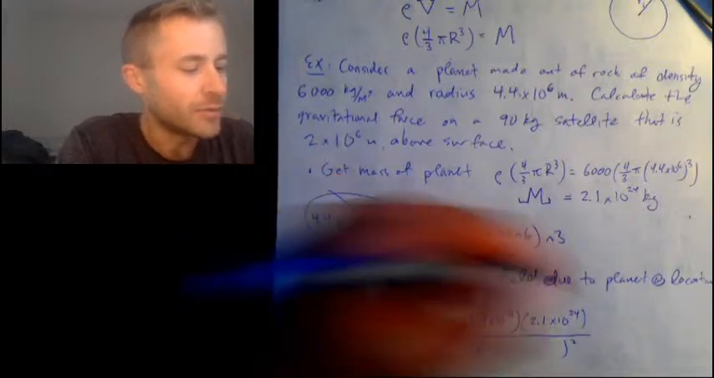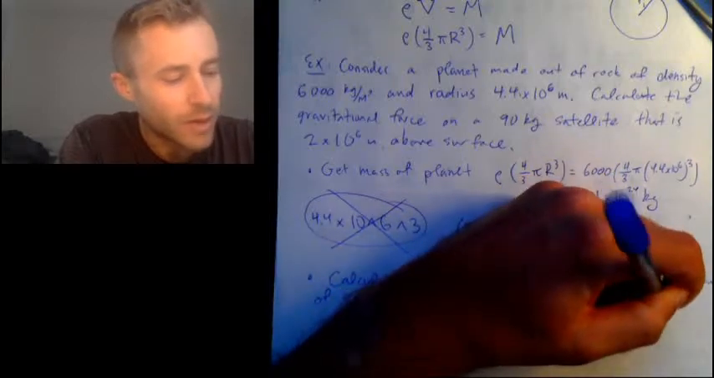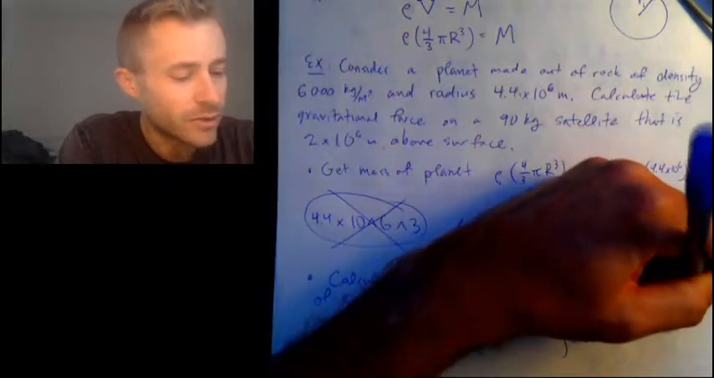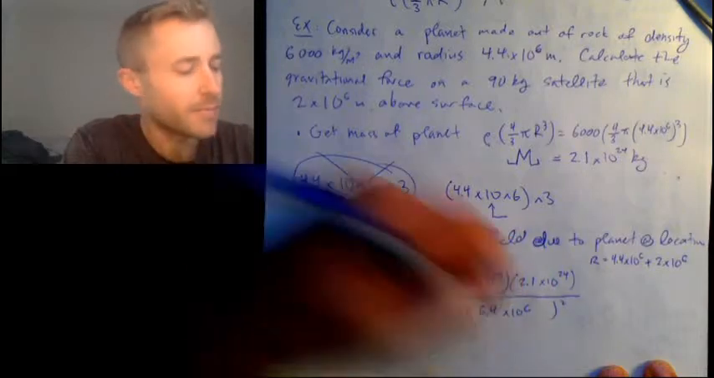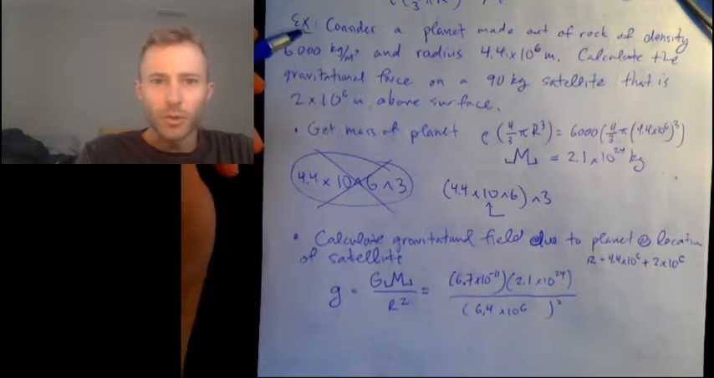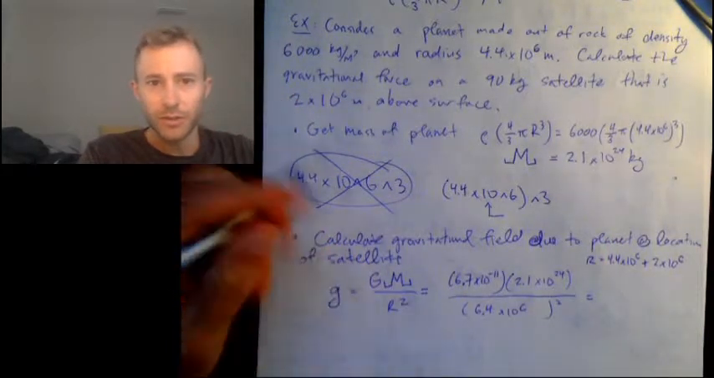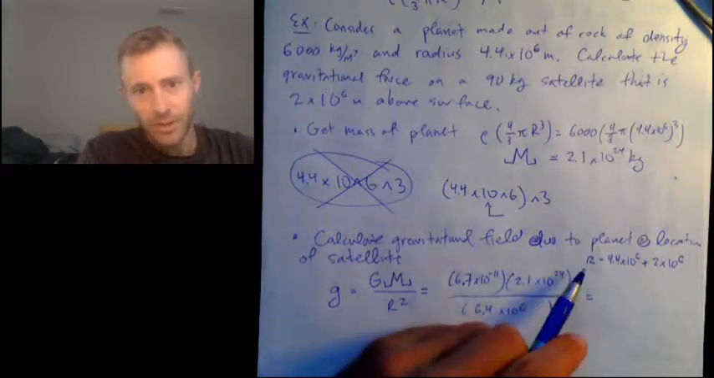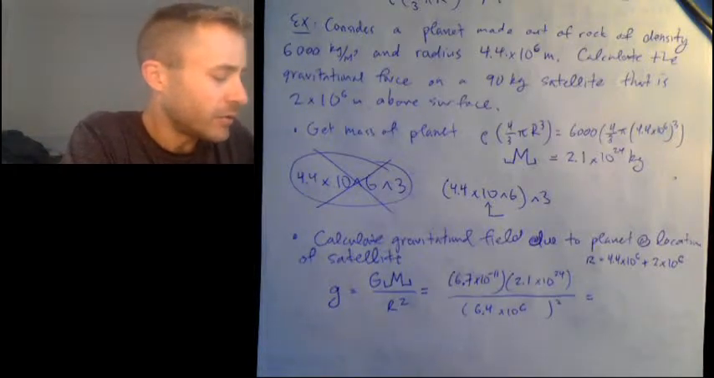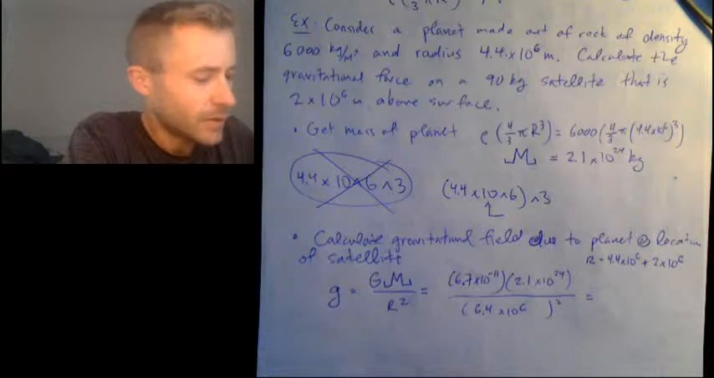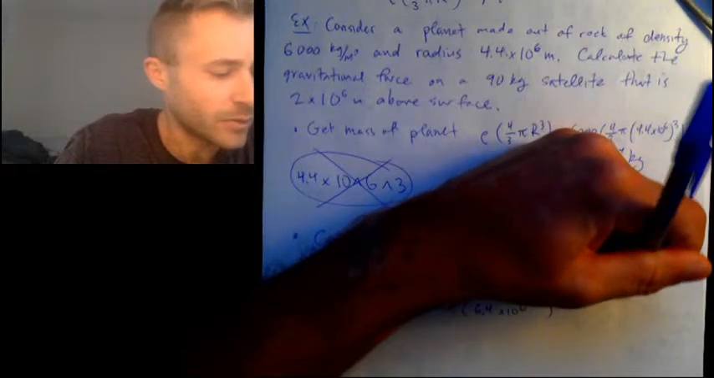Okay? So if we look at it, the way I wrote this problem, the planet has a radius of 4.4 times 10 to the 6th, and then you're that far above the surface, so your distance from the center is going to be the sum of those two numbers. So R, big R, is going to equal 4.4 times 10 to the 6th plus 2 times 10 to the 6th, which is, of course, 6.4 times 10 to the 6th. Okay?